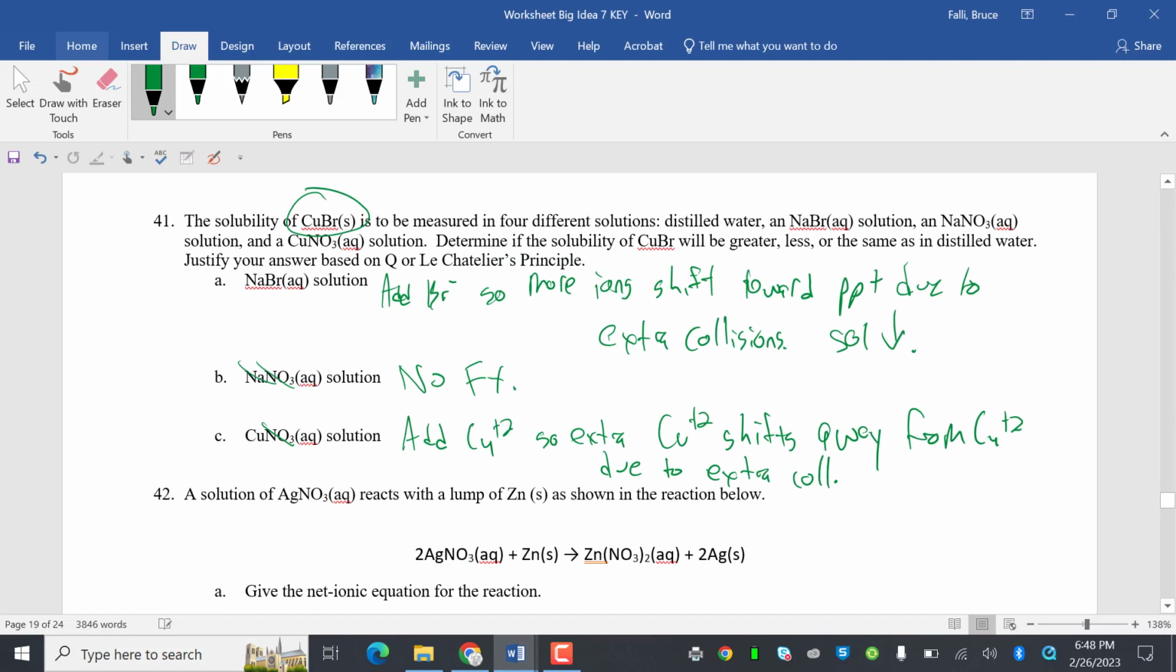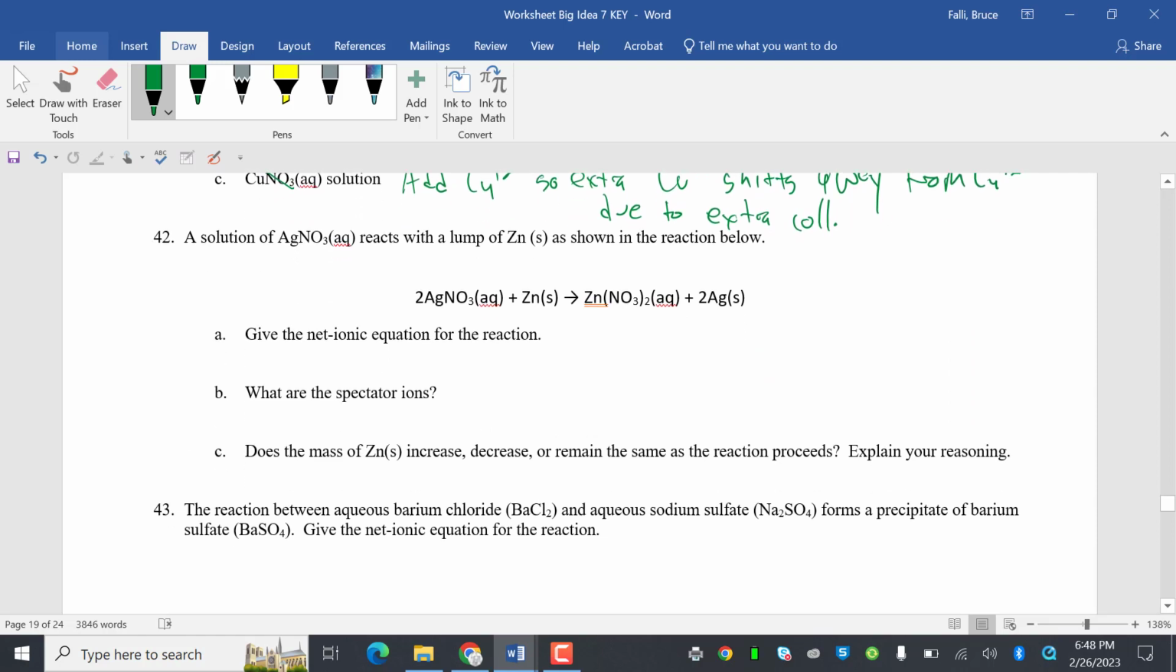A solution of silver nitrate reacts with a lump of zinc as shown in the reaction below. Give the net ionic reaction for it. So goodbye nitrates, goodbye nitrates. So I have Ag positive plus zinc yields zinc plus 2 plus Ag, because I'm getting rid of the ions. I do need these 2's here to balance the charges. See how the charges have to balance? What are the spectator ions?